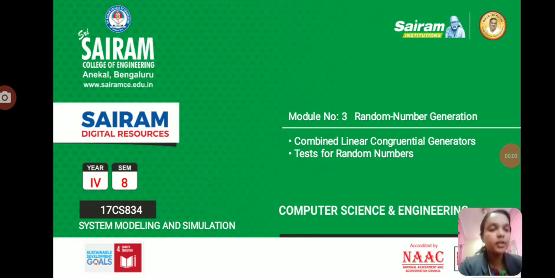Very good morning. Today we are going to see the session on combined linear congruential generators and tests for random numbers. This is under module number 3. This is a random number generation topic. Here we are going to see combined linear congruential generators.